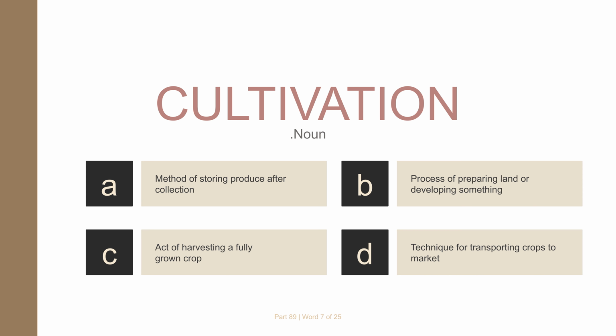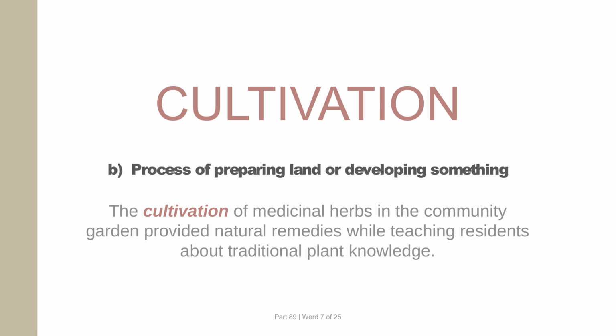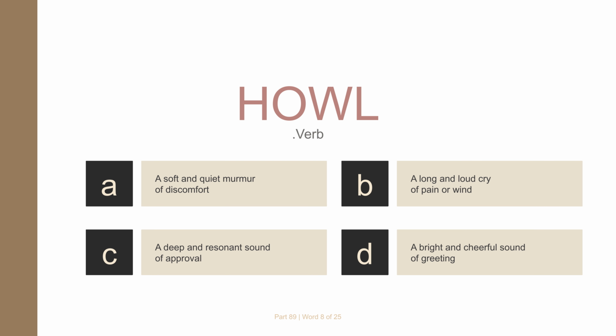Correct answer, option B. The correct meaning of cultivation is process of preparing land or developing something. Example: the cultivation of medicinal herbs in the community garden provided natural remedies while teaching residents about traditional plant knowledge. Question 8. What is the meaning of howl?